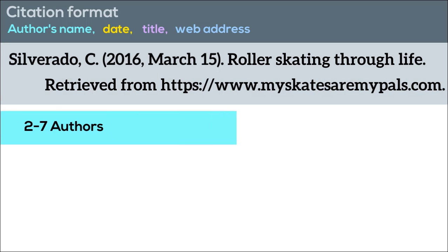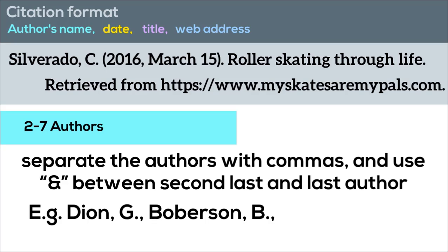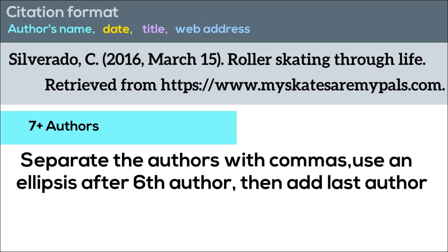If your source has between 2 and 7 authors, separate the author names with commas and use ampersand between the second last author and the last author. For example, Dion, G, period, comma, Boberson, B, period, comma, ampersand St. Pierre, G, period. For more than 7 authors, after the 6th author, use an ellipsis, then add the last author.